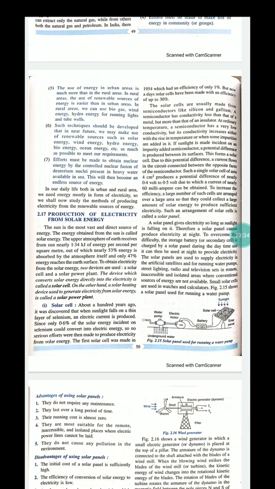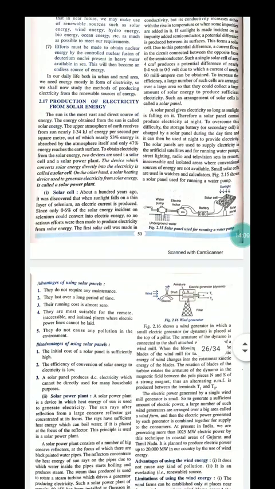From the solar panels we charge the battery. That means the solar energy is transferred into chemical energy. Then this chemical energy is again transferred into electrical energy, and this electrical energy is transferred into mechanical energy in a dynamo or the motors. Now, what are the advantages of solar panels or solar energy?